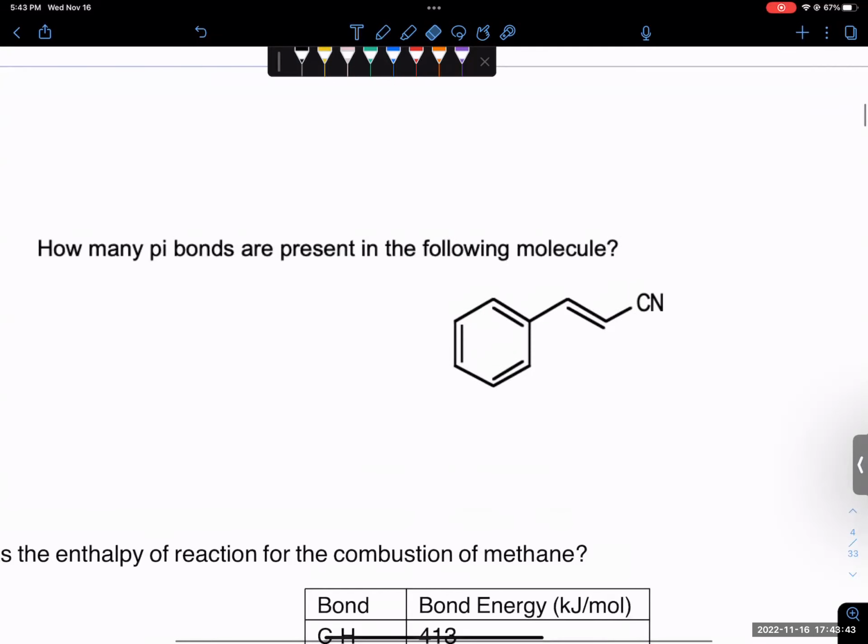All right, how many pi bonds are in this molecule? Each triple bond has 2 pi bonds, each double bond is 1 pi bond. Is it four? Look at the nitrile group at the very end. What is a CN? It's a triple bond, right? This right here is what we call a nitrile.